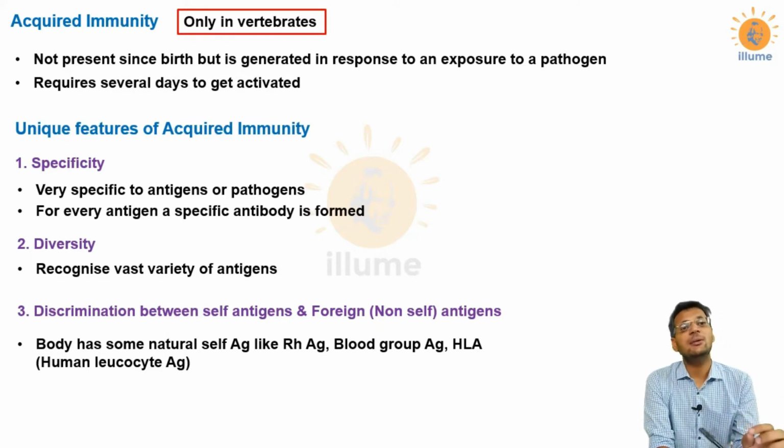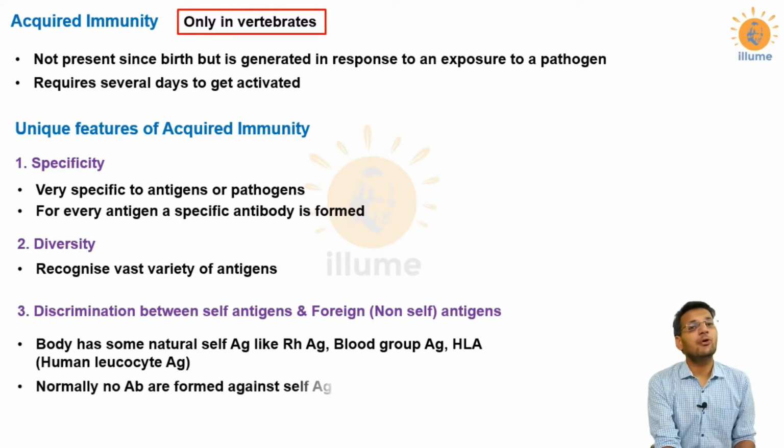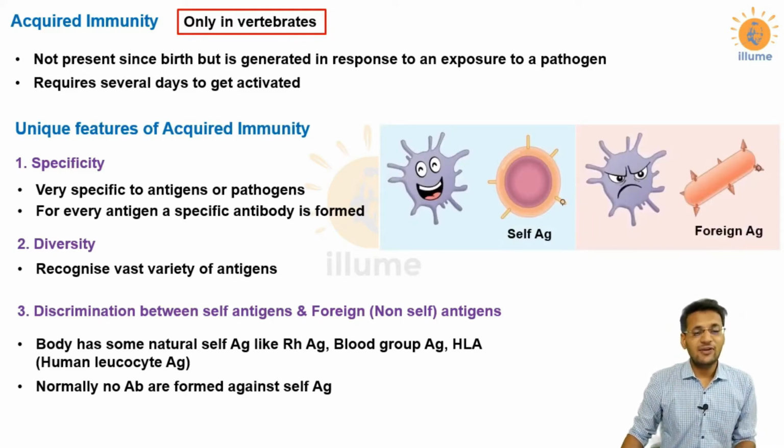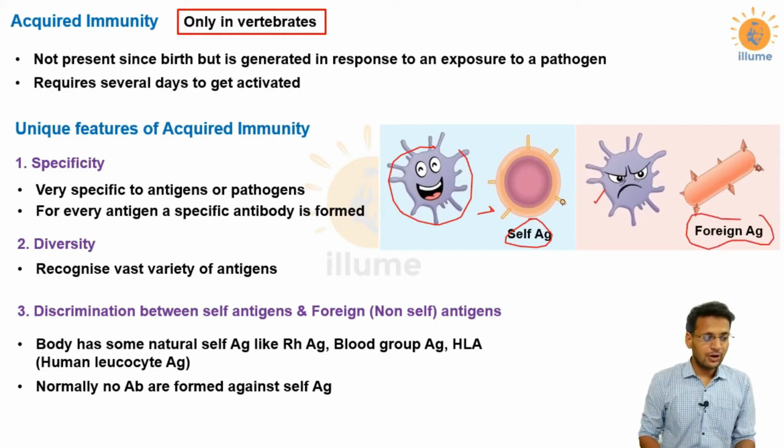Your immune system will not produce antibodies against these self antigens, so that's why we are saying that your acquired immunity can recognize which antigen is self and which antigen is foreign or non-self, and your body will never produce antibodies against those self antigens. As this picture illustrates, the immune cells live happily with the self antigens, but they get really angry over any foreign antigen that comes into your body.